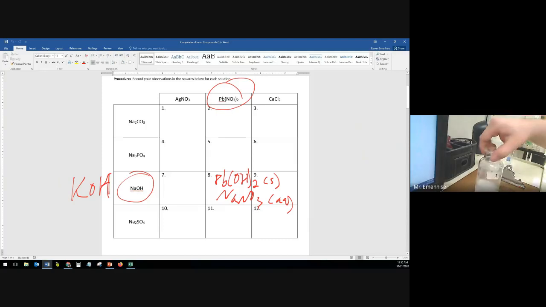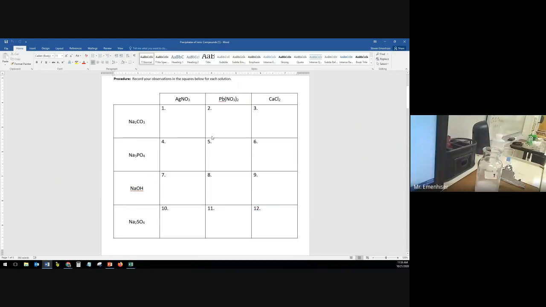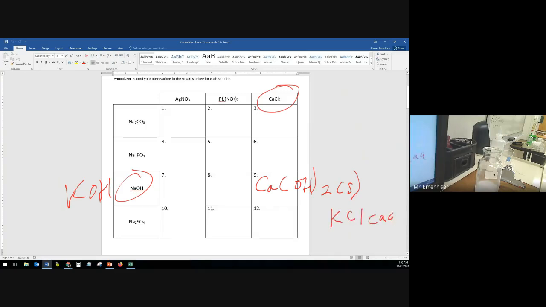Number 9 is calcium chloride and potassium hydroxide, and we end up making calcium hydroxide, which is solid, and potassium chloride, KCl, which would be aqueous because it's got potassium, which is a group 1 metal. And so the solid is calcium hydroxide. Again, if we mix it, we can see that milky color. Okay, that's number 9.